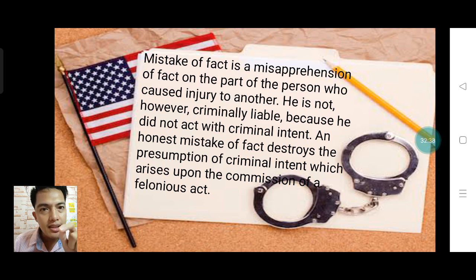But the intruder turned out to be his roommate. Did you get the facts? He turned out to be his roommate. Now, the question: since Achong killed his roommate, is Achong held liable for stabbing his roommate? The answer is no.